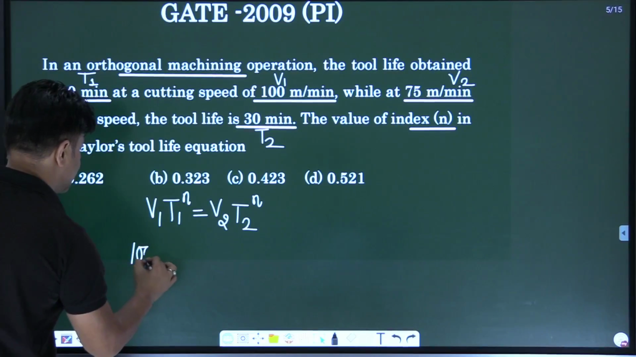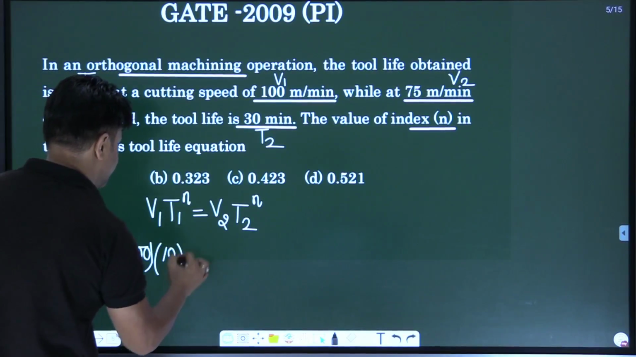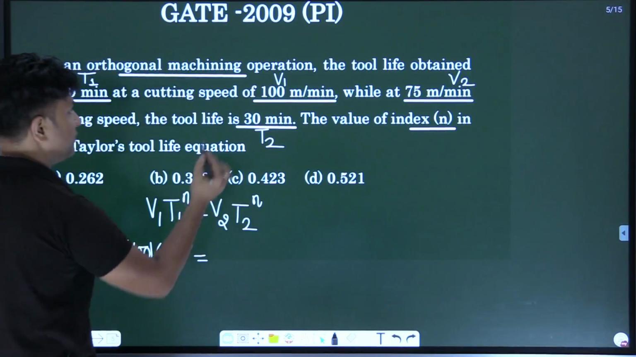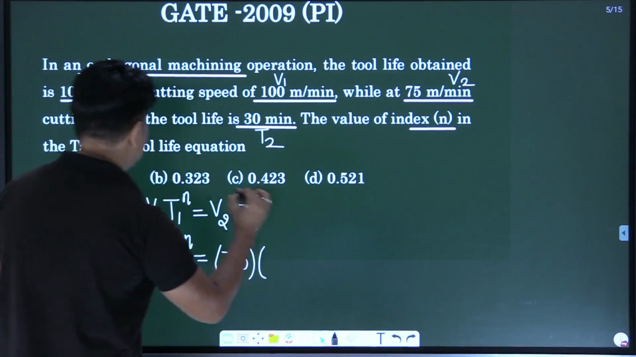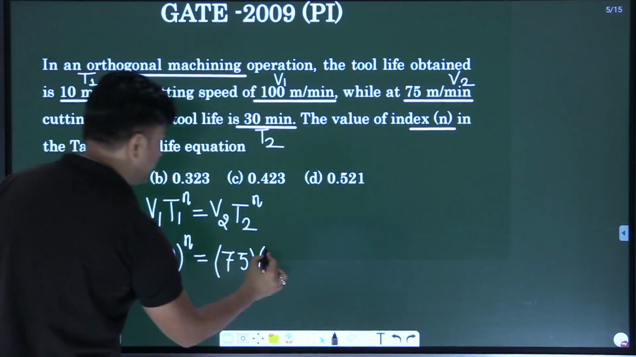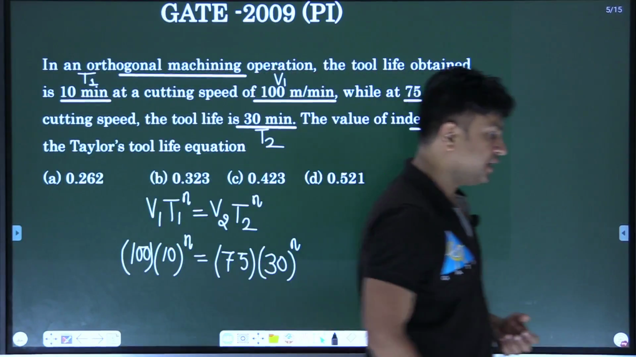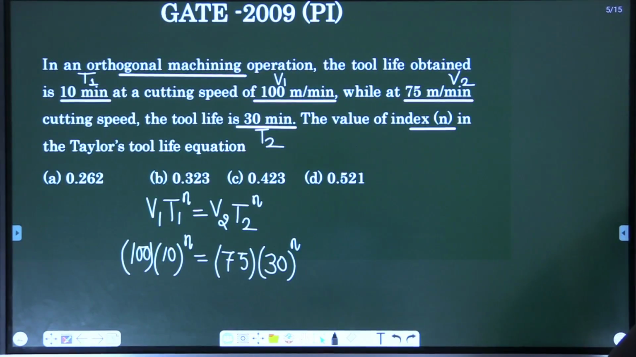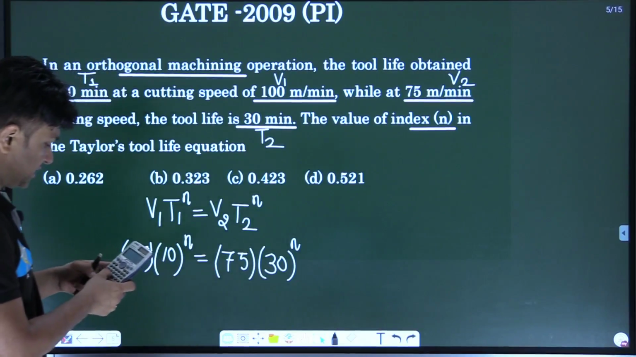So, how can you write it? V1 is 100 into T1, that is 10 to the power N. V2 is 75 into T2, and T2 is 30, so 30 to the power N. Now, by using the calculator, you can solve this. Got it? You can solve this.